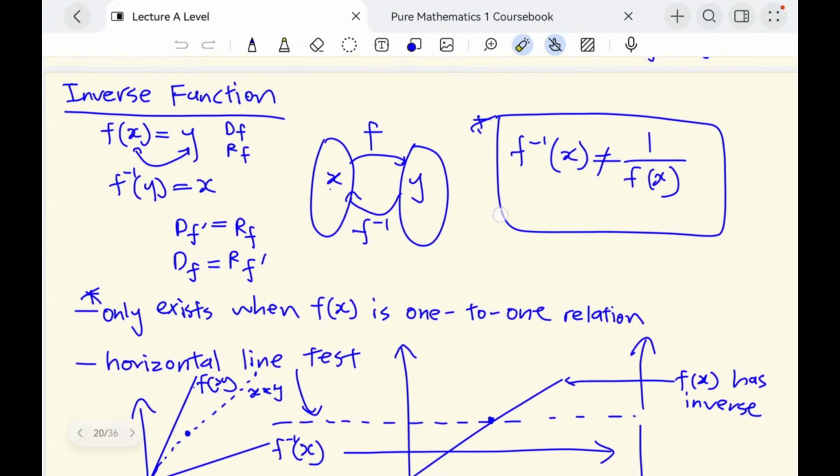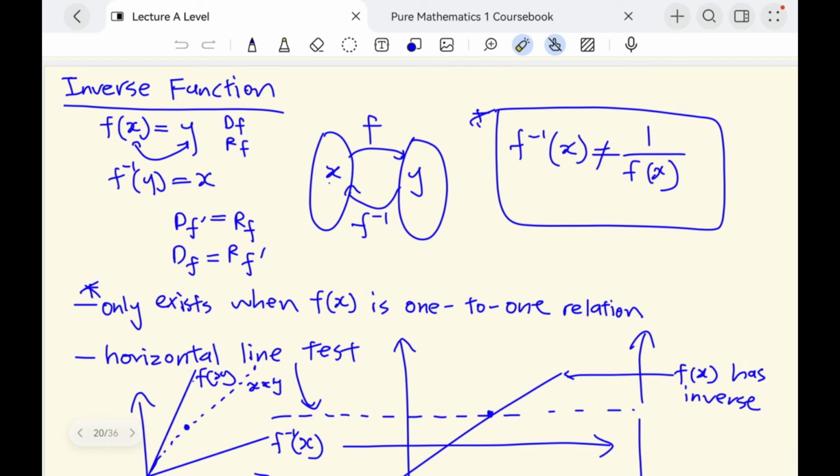All right. Let's proceed to the last subtopic of this chapter 2 function, which is the inverse function. So, what is inverse function? Originally, in an ordinary function, your f maps the x to y. But this time, for inverse function, it maps the y back to x. This is so-called the inverse function.